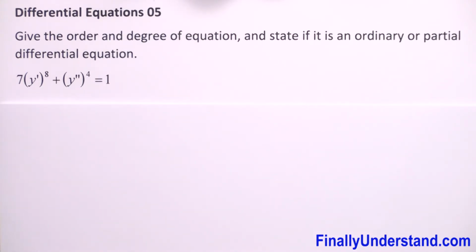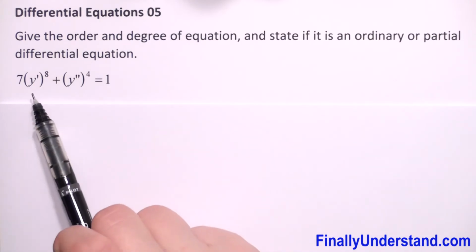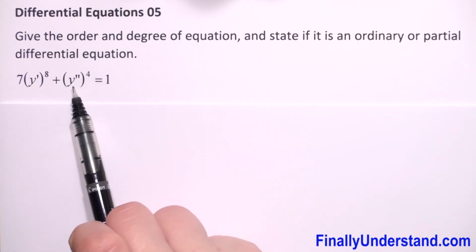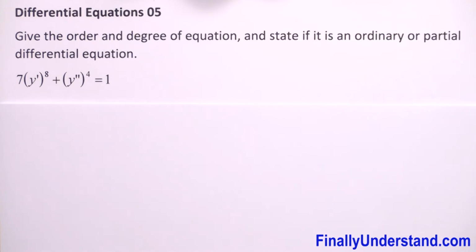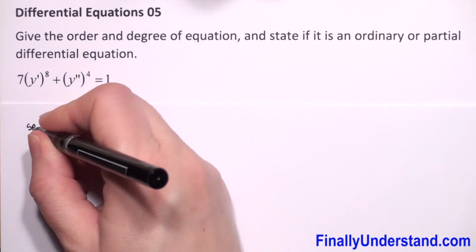So first we have to find the order of our equation. When we have to find the order of an equation, we have to check the highest order derivative in the equation. We have the first derivative and the second, so the highest is second. So we have a second order equation.